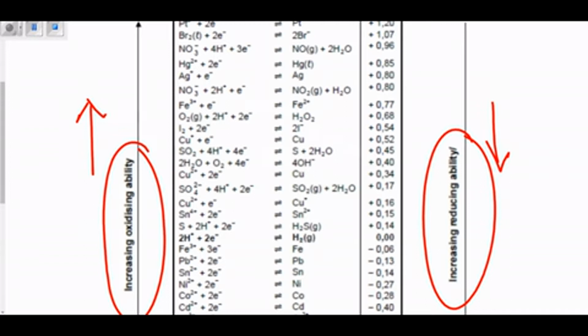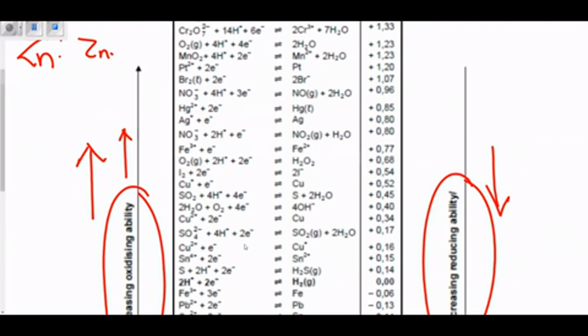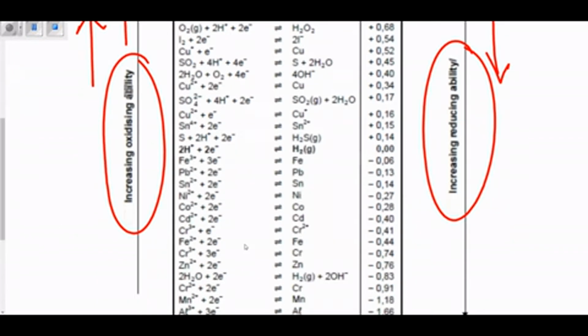Increasing oxidizing ability simply means that as you move up the table, the ability of these elements to oxidize increases. Let's look for our copper and zinc, so I can use that to explain. I've seen copper, and we're trying to find where zinc is. All right, got it. I've got my zinc here.